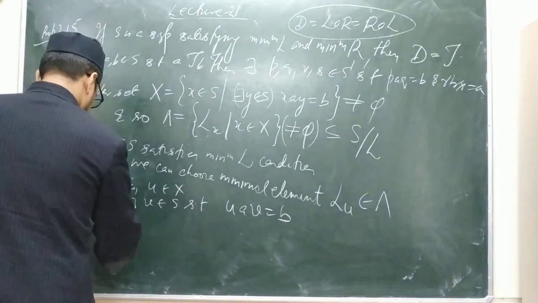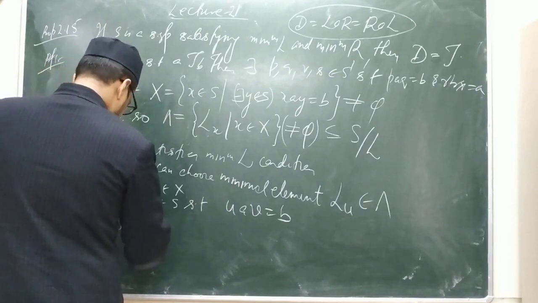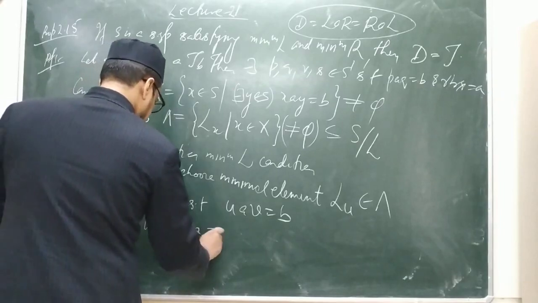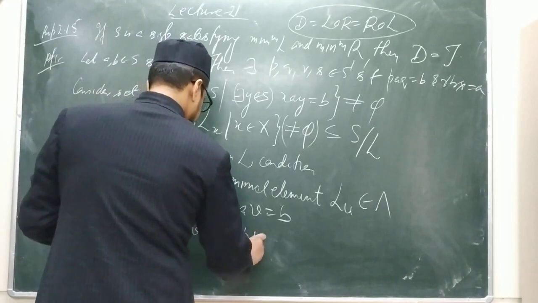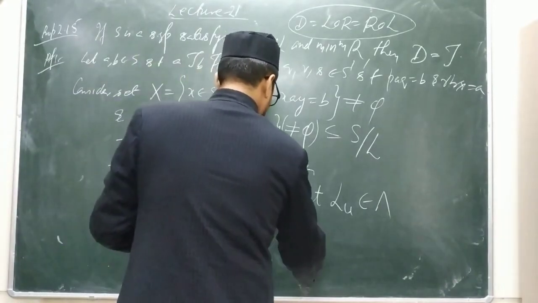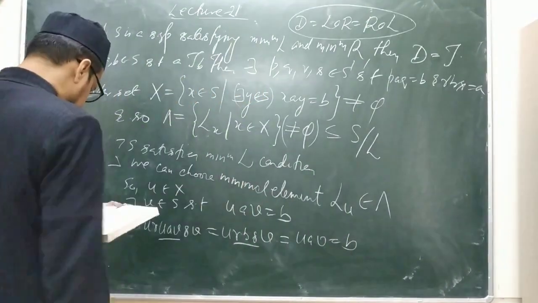Now UAV, and this UAV is what, B. So URBSV. Now RBS is what? A. So it is UAV. So it is what? B. So URUAVSV is equal to B. Correct?